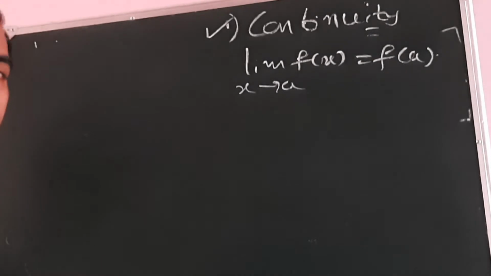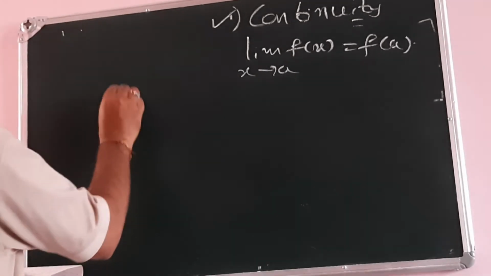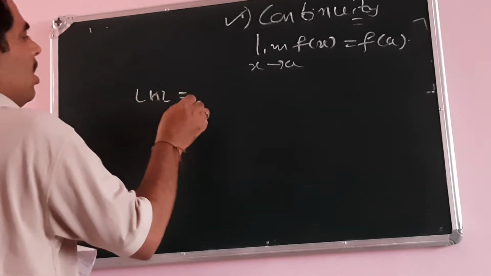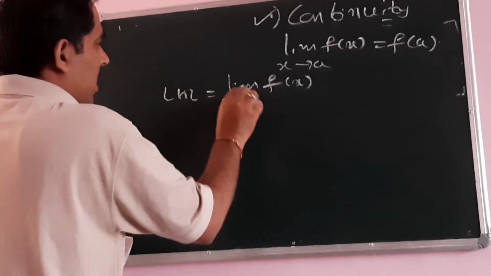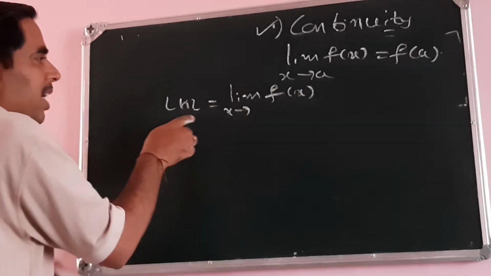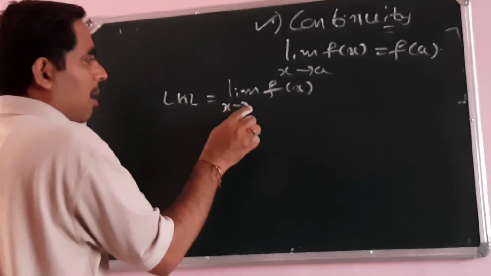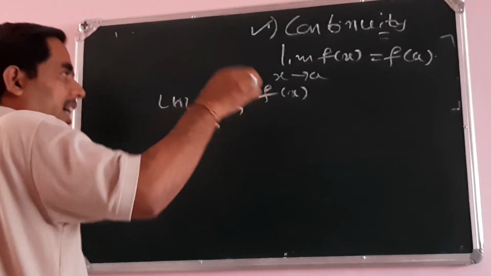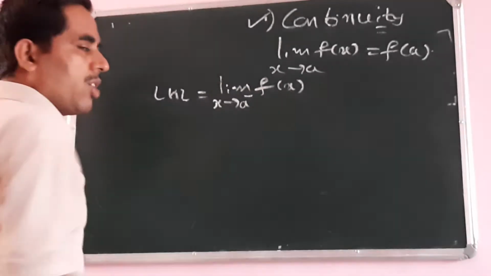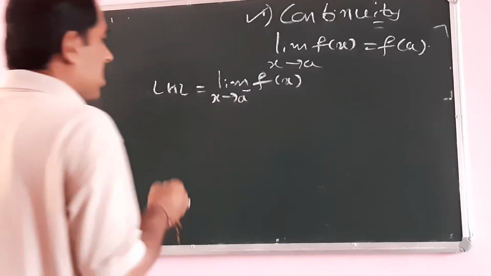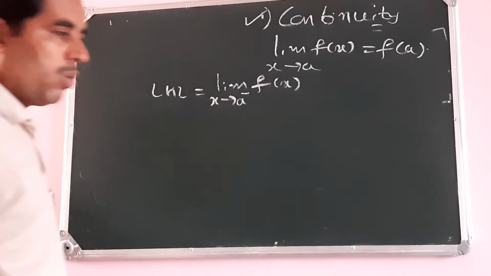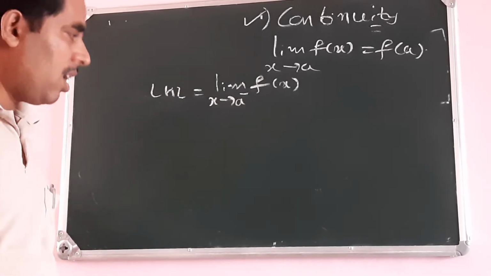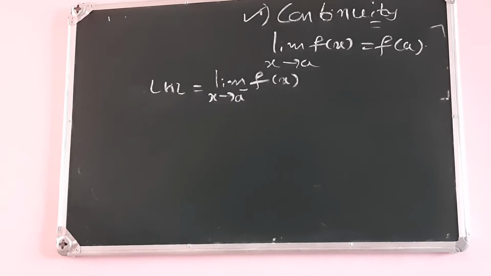How to find out the left hand limit and right hand limit? See, the symbol of the left hand limit, the definition is here, as I told earlier: the limit of the function as x tends to a. Left hand limit means x is approaching the point from the left side of the point. That means what should I write? I should write a negative sign. So this is the left hand limit. Then right hand limit means x tends to a plus, we write that. So how to find the left hand limit and right hand limit? That is the next question here.